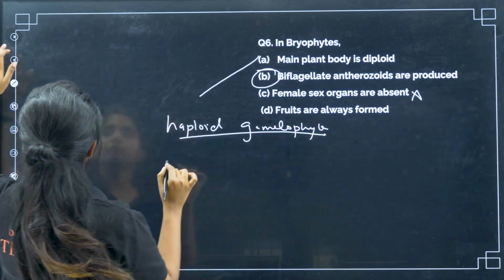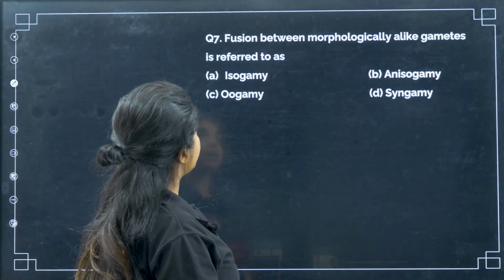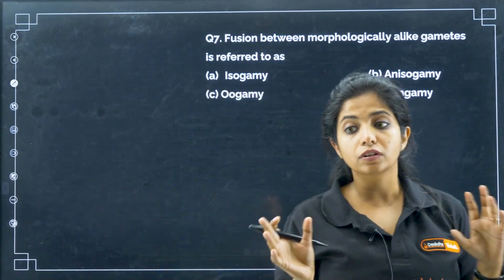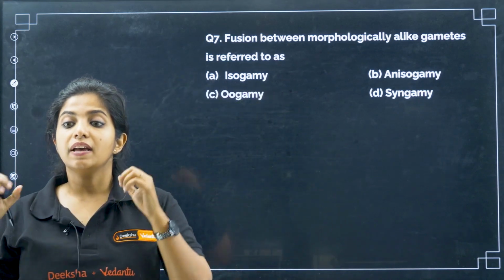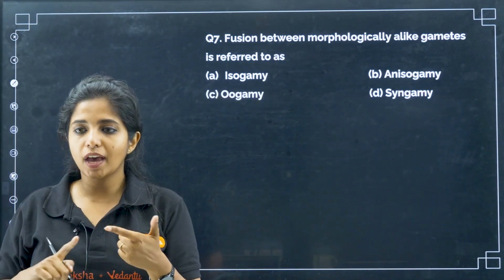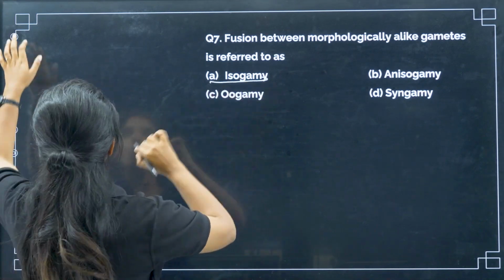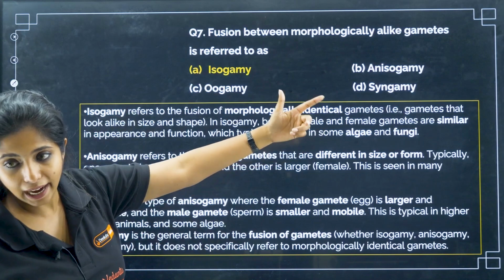Next, fusion between morphologically alike gametes is referred to as. Morphologically, if you see from outside, they are going to be similar. What do you call this? Fusion between two morphologically alike gametes. Isogamy, anisogamy, oogamy or syngamy. The answer is isogamy. So isogamy refers to the fusion of morphologically identical gametes.